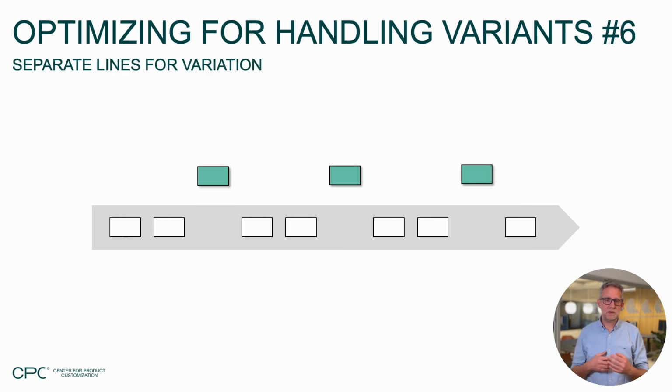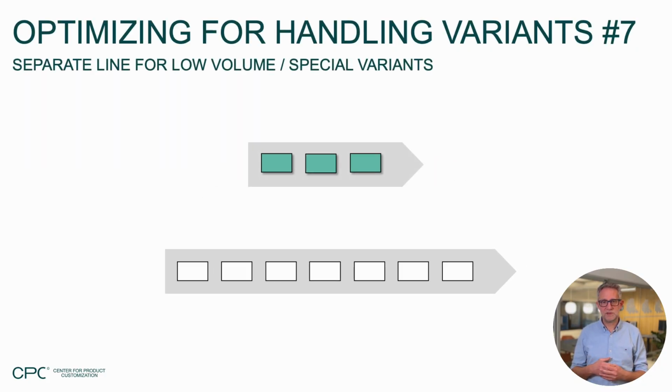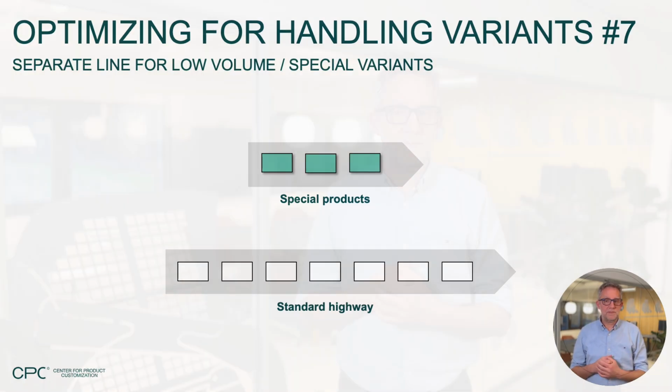Lastly, separating low-volume or specialized products from high-runner products can streamline production, allowing high runners to maintain efficient flow while managing less frequent variants separately. These different strategies help optimize production by better managing variability, ensuring smoother operations and improved overall output.